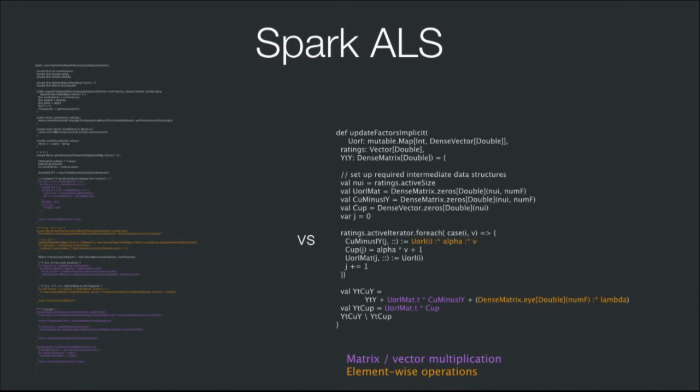To give you an idea of that, here's a comparison of the implicit update function in the ALS model. On the left, you have Mahout, and on the right, our custom implementation. I've highlighted in purple areas where we're doing matrix vector multiplication, and in orange, element-wise operations. So you can see that the combination of Scala and Breeze is a big win for having concise, clear code, and it was still extremely performant.